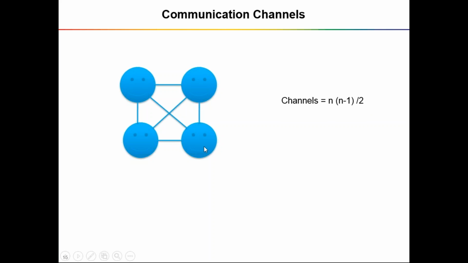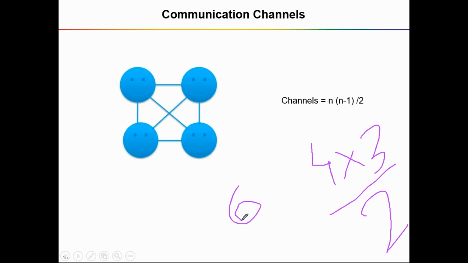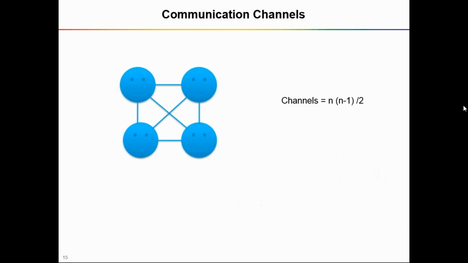For example, if we have 4 stakeholders, then N will be 4 and N minus 1 will be 3. We will say 4 into 3 divided by 2. So that will be a simple calculation for us. So this will be equal to 6. Basically, this will give us information on the level of communication which we have to plan for.